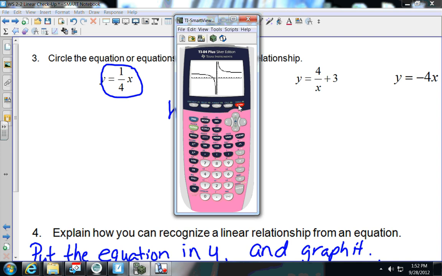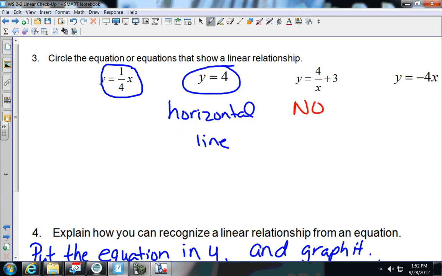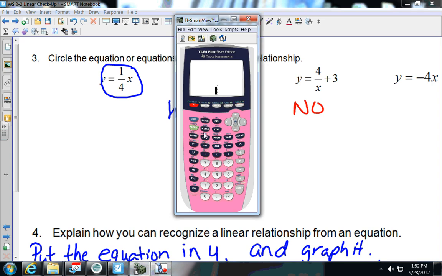Oh, that makes two curves. No, this is not linear. This one is no. The next one, go to y equals, and it's negative 4x and press graph. It is a straight line. So when you have equations on your quizzes and tests and they want to know if it makes a straight line, put it in the calculator and see.